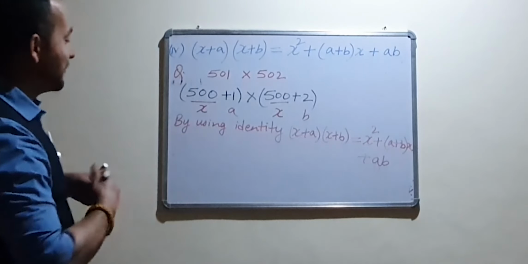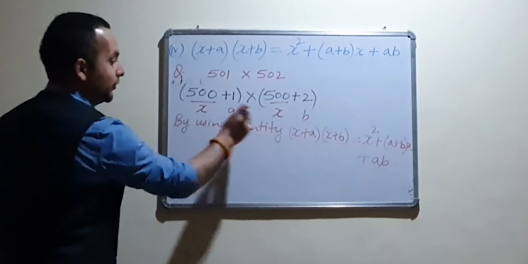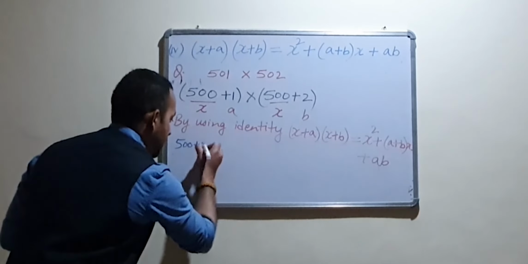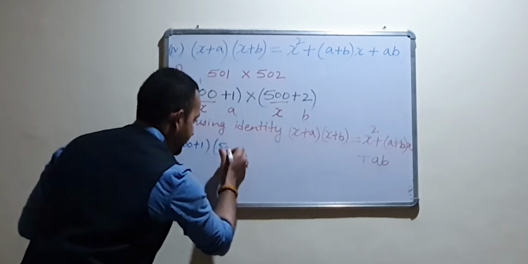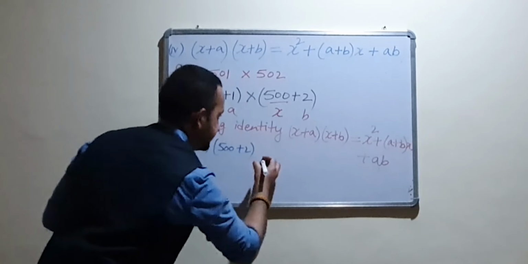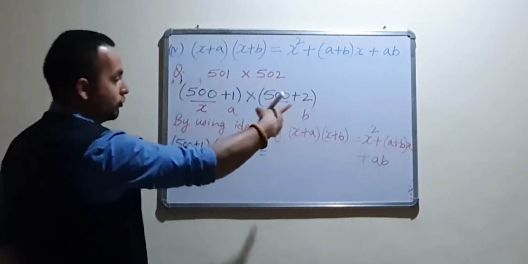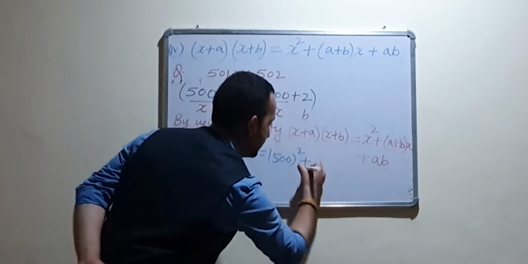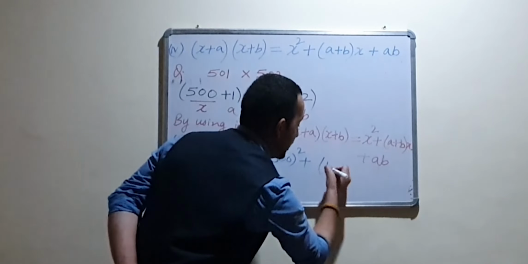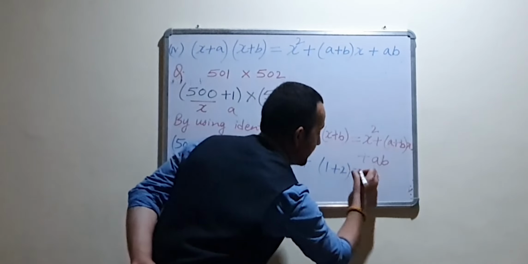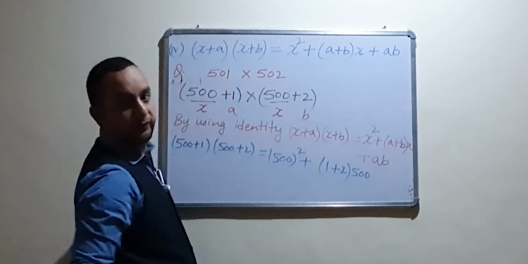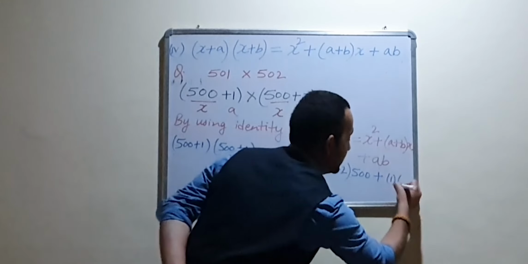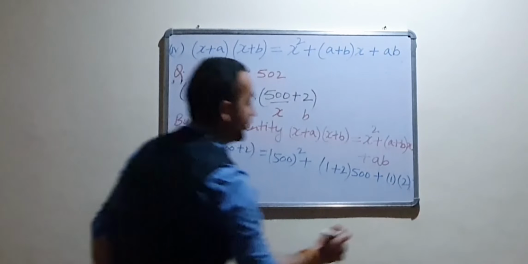Now you are going to substitute these values in this formula. So (500 plus 1)(500 plus 2). In place of x you have 500, so 500 square, plus your a is 1, your b is 2. In place of x you substitute 500, plus in place of a you have 1, in place of b you have 2.